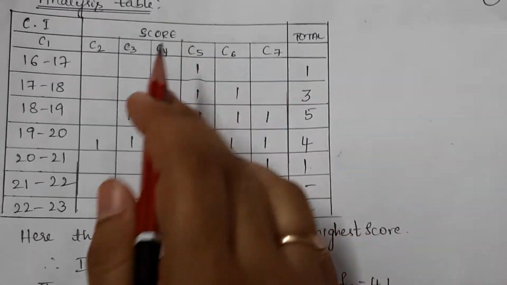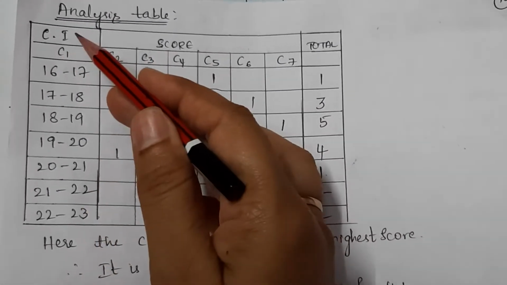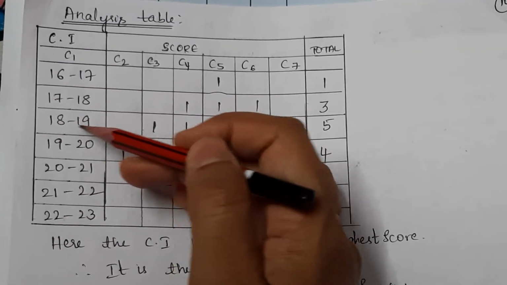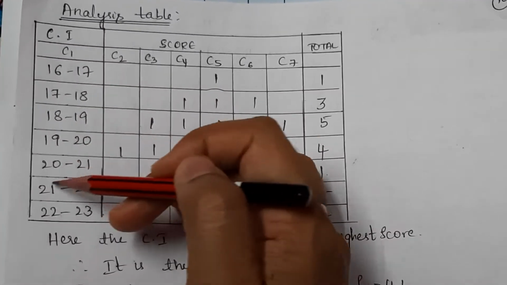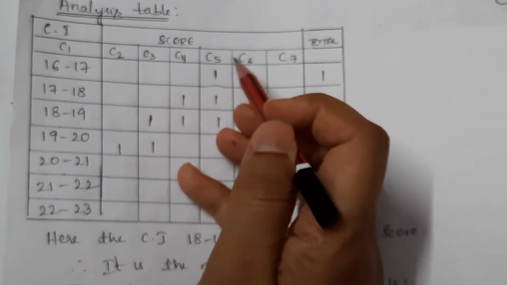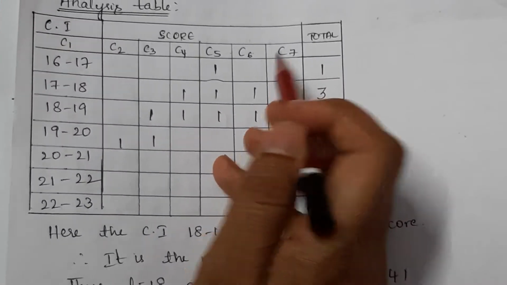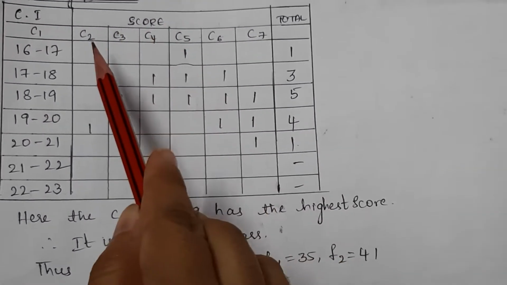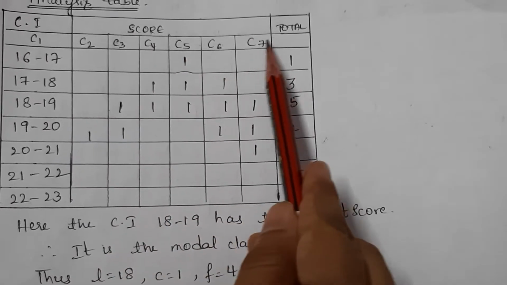Now we will construct the analysis table like this. So we'll retain the class interval as it is: 16 to 17, 17 to 18, 18 to 19, 19 to 20, 20 to 21, 21 to 22, 22 to 23. Then C2, C3, C4, C5, C6, C7 as it is. Then we have written scores like C2, C3, C4, C5, C6, C7.